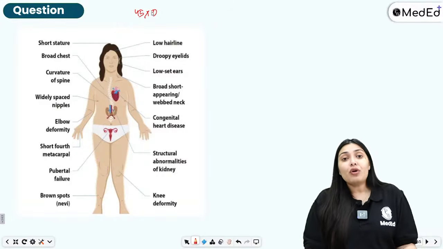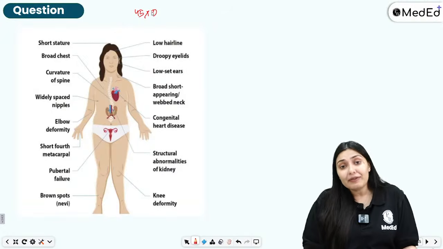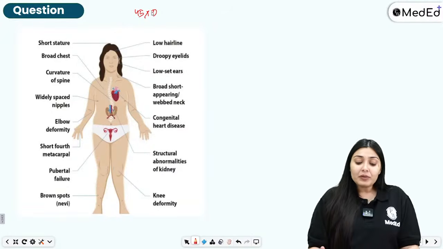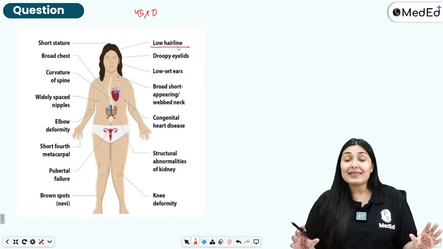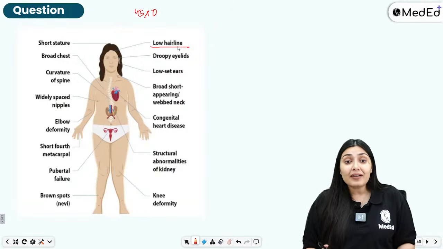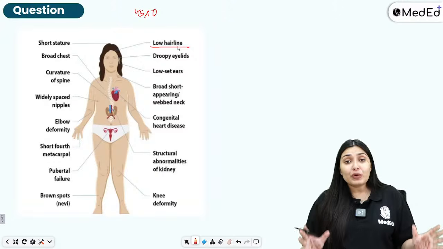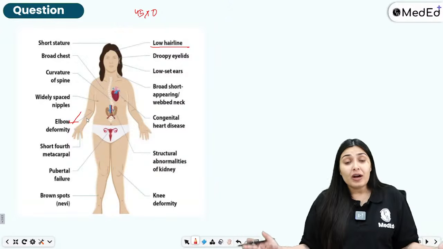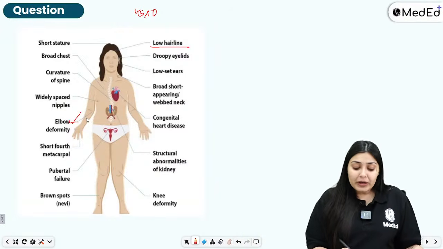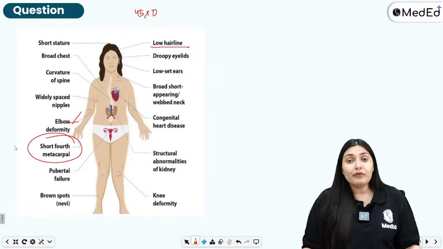But they have non-functional ovaries, streak ovaries, so they will present with amenorrhea and infertility. Apart from that, there is low hairline, droopy eyelids, widely spaced nipples, right-sided heart defects, kidney problems also, horseshoe kidneys, streak ovaries. They have a particular habitus. They have a carrying angle, the elbow deformity. Fourth metacarpal is short. Right? So these are the features of Turner syndrome.